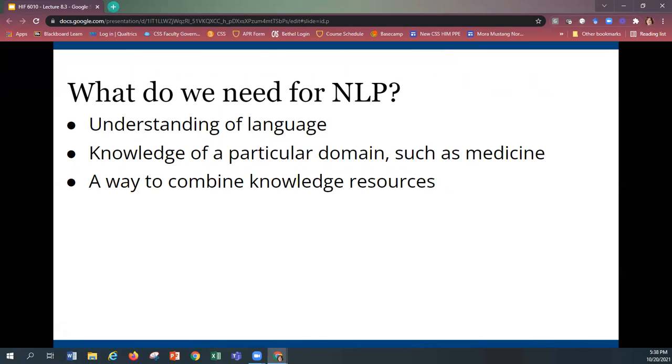So what skills then are needed for natural language processing? Well, first, we need an understanding of language. Second, we need to understand how language is used in a particular domain so that we can understand the correct use of language within the domain and derive the correct meaning from the language. This is of particular importance in the medical profession, of course, which has a fairly unique vocabulary. And finally, we need methods for bringing knowledge resources such as text data together to analyze.